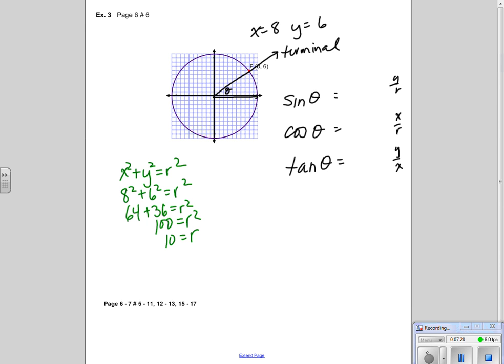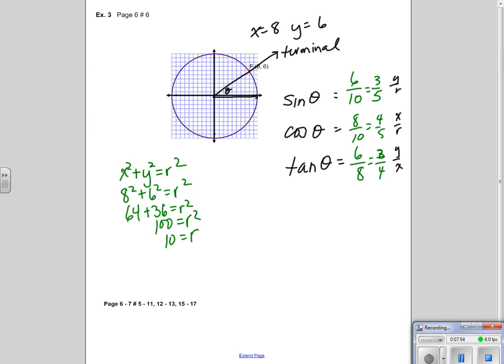So sine of theta equals 6 over 10. Cos of theta equals 8 over 10. And lastly, tan of theta equals 6 over 8. All of those could be reduced: 3/5, 4/5, and 3/4.